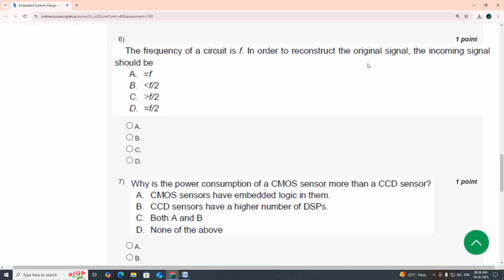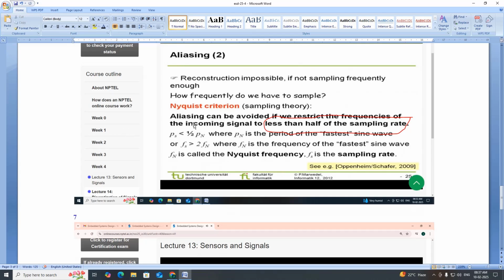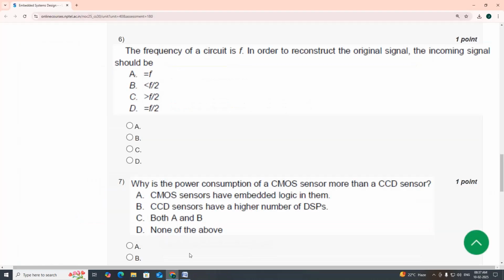Sixth question, the frequency of a circuit is F. In order to reconstruct the original signal, the incoming signal should be, so this is very important. To reconstruct the signal without aliasing, the incoming signal must be less than half of the sampling rate. So the answer is less than half of the sampling rate. Option B.